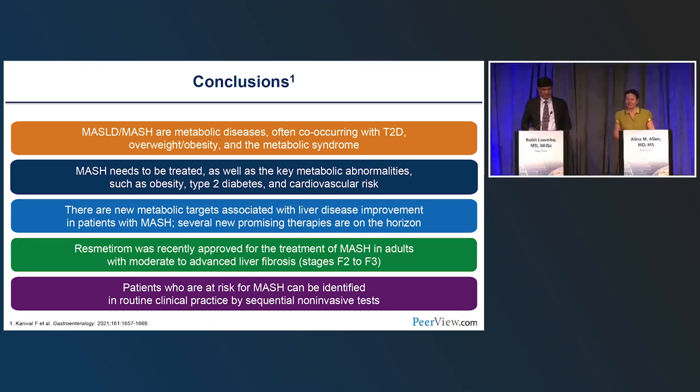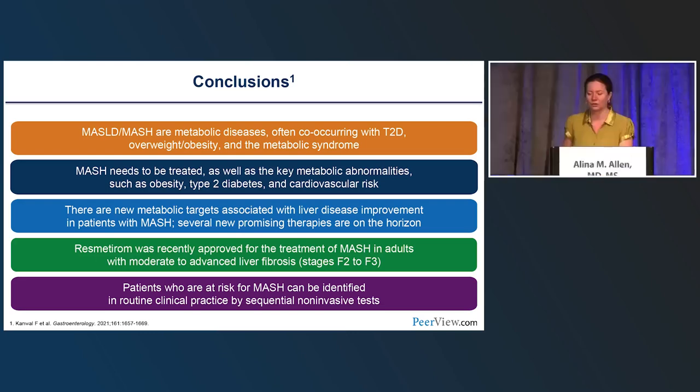Lena, back to you. So we'll conclude. Maybe the 5 takeaway points would be that MASLD and MASH are metabolic diseases, often co-occurring with type 2 diabetes, overweight, obesity, and metabolic syndrome. Second, MASH needs to be treated, as well as the key metabolic abnormalities such as obesity, type 2 diabetes, and cardiovascular risk. There are new metabolic targets associated with liver disease improvement in patients with MASH.